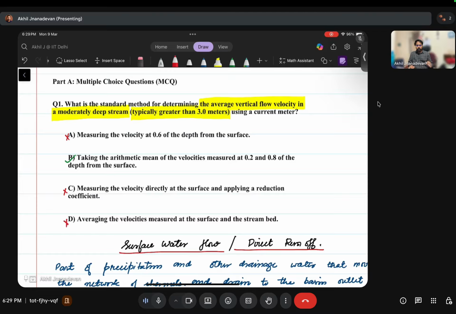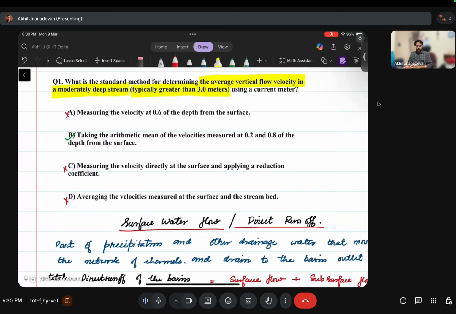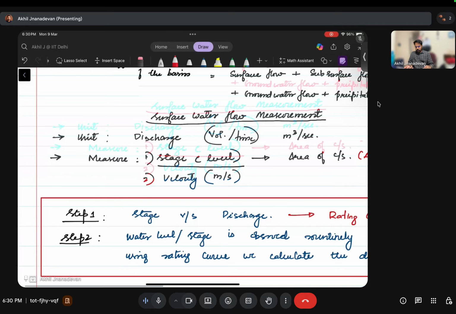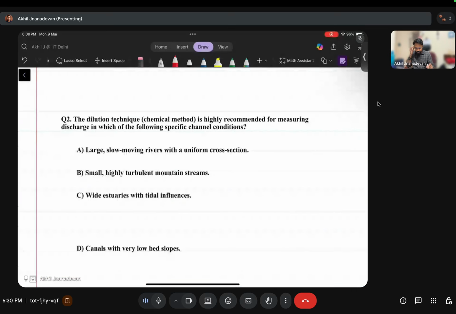So the correct answer is, for a deep stream, we have to take the arithmetic mean of velocities measured at a depth of 0.2 times and 0.8 times the depth from the surface. Okay. So if the question was for a shallow stream, then we just have to measure the velocity at a depth of 0.6 times the total depth from the surface. So that is done.